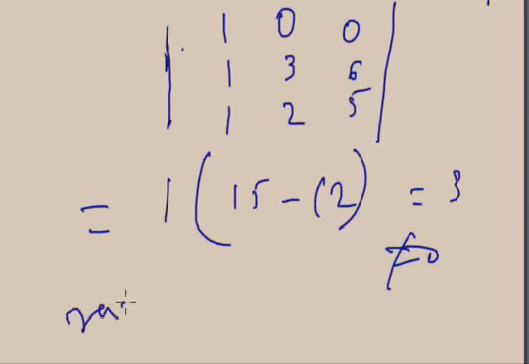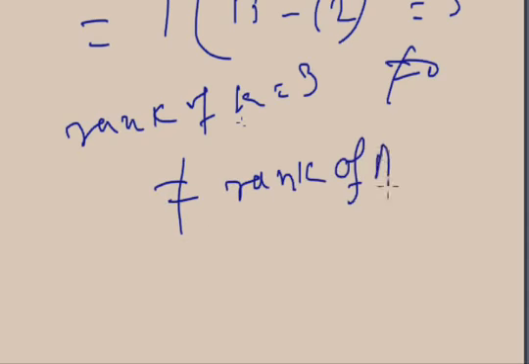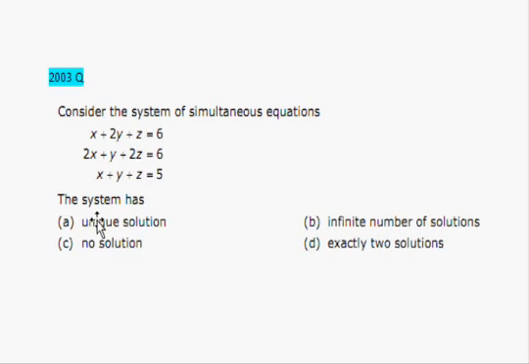So the rank of K is equal to 3, which is not equal to the rank of A, which is 2. The rank of A is 2. So if the rank of K and the rank of A are not the same, then you will get no solution. That means the system has no solution, so C is the correct answer.